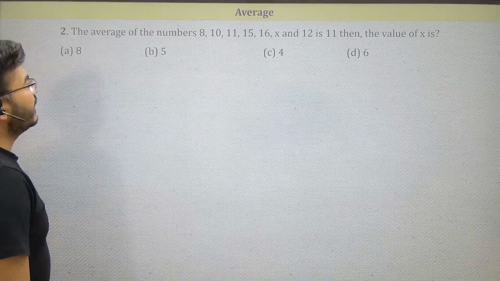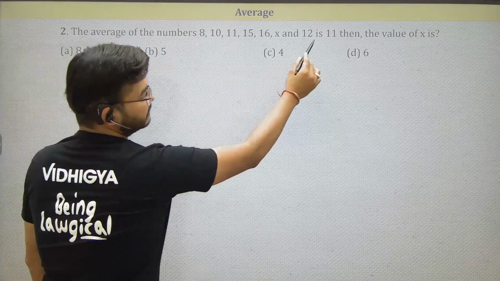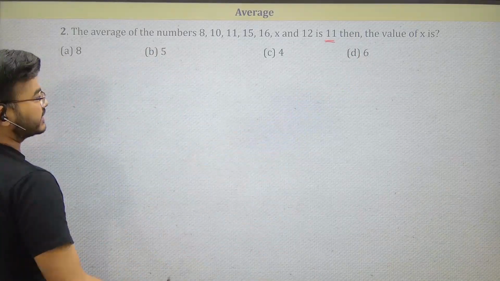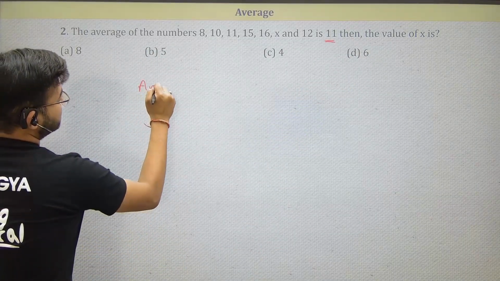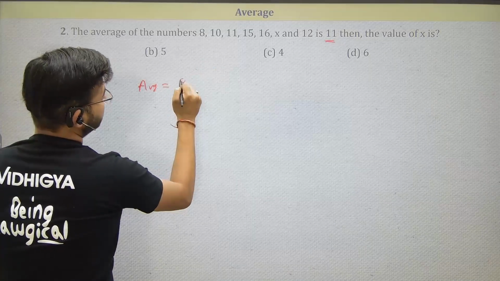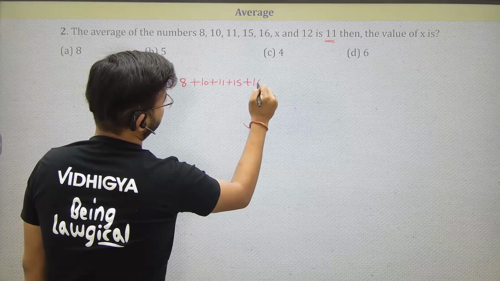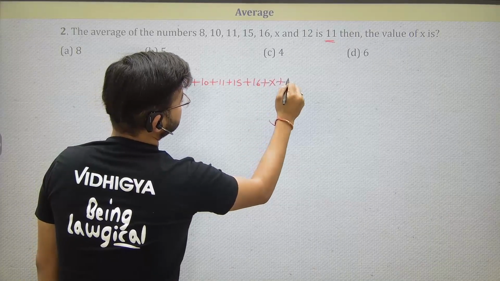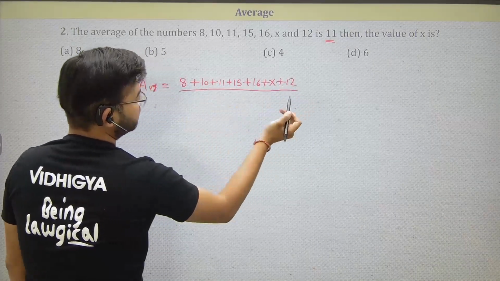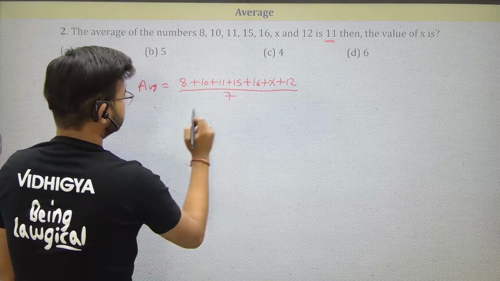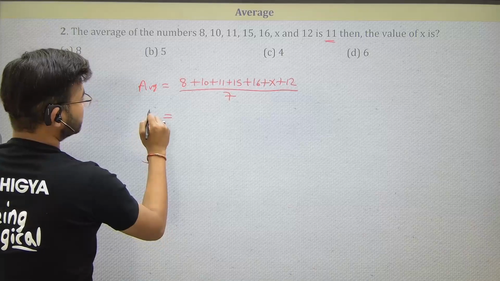Next, the average of the numbers is given to us. It is 11. We need to find the value of X. So we know that average is equal to sum of terms, which is 8 plus 10 plus 11 plus 15 plus 16 plus X plus 12, divided by number of terms. 1, 2, 3, 4, 5, 6, 7. So this is 7.